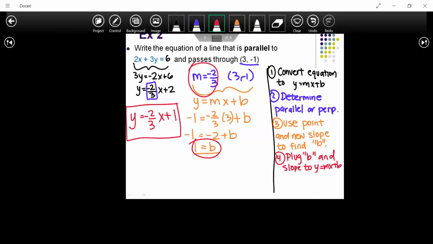Easy or hard? Easy, right? So how do you know if it's perpendicular or parallel? Look in the question. It will always tell you. Say, find the equation that is parallel. Find the line that is perpendicular. Does it change anything if it's perpendicular? We're going to do the next one. The next one would be changing that. Okay, here we go.